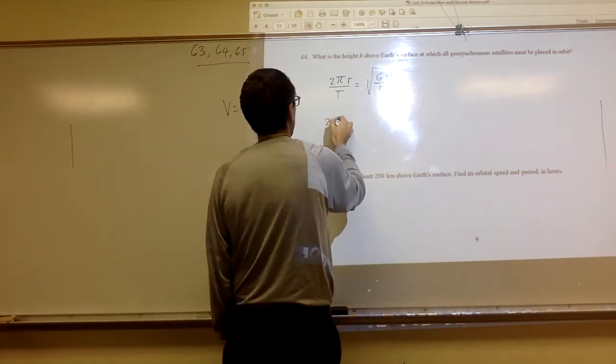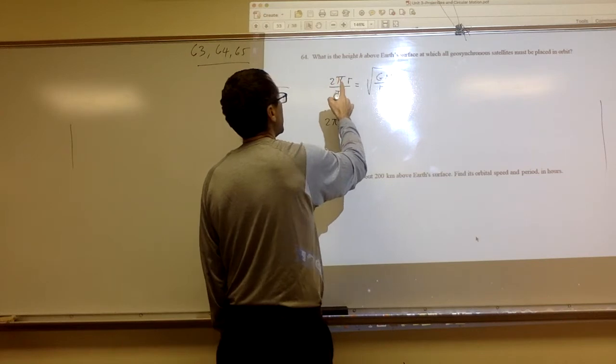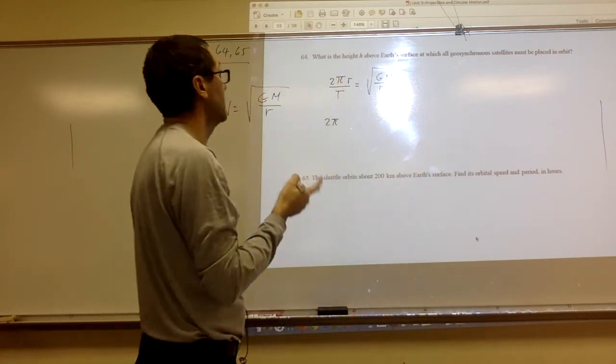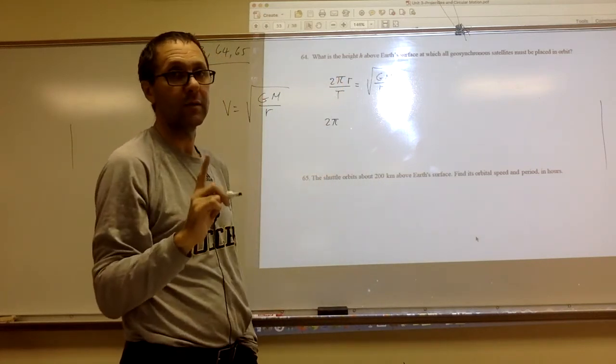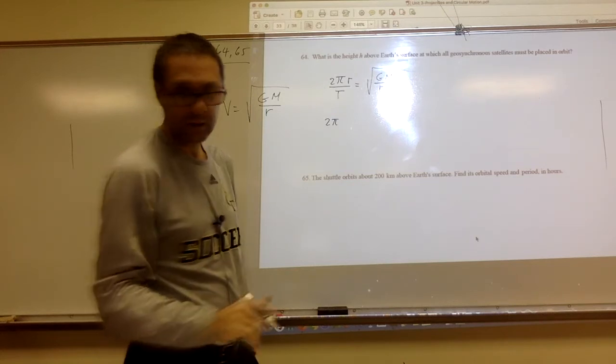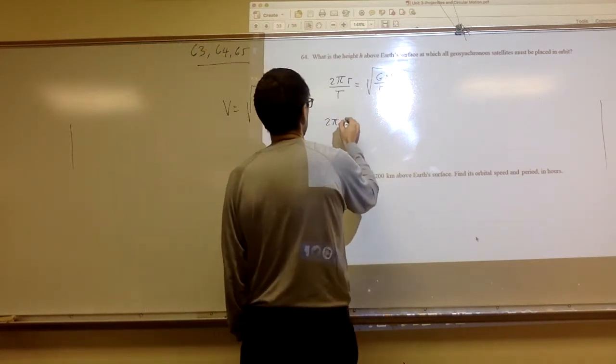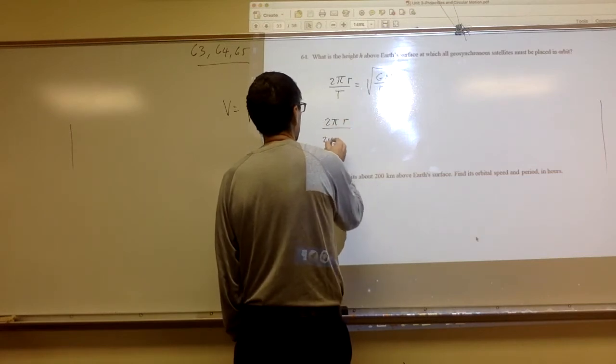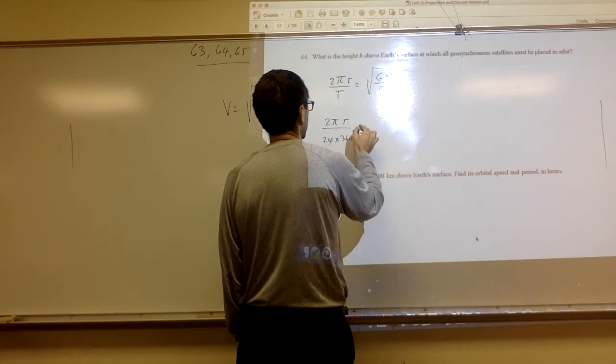So this is 2 pi. This is what I'm going to do. I'm going to find the r, and I'm going to subtract the radius of the Earth later. It's probably quicker than... well, the way I did it in the answer key is the same thing. So r over t... Now, 24 hours has to be changed to seconds.